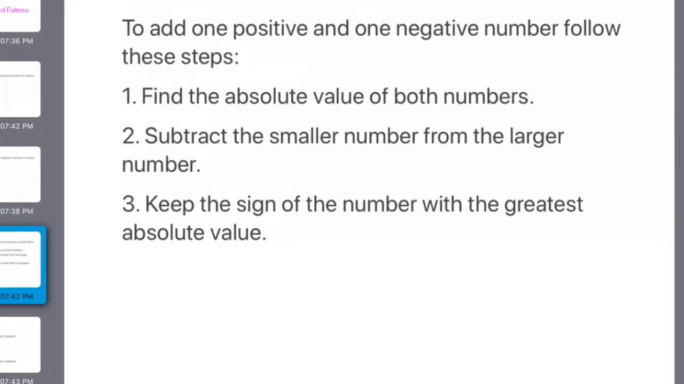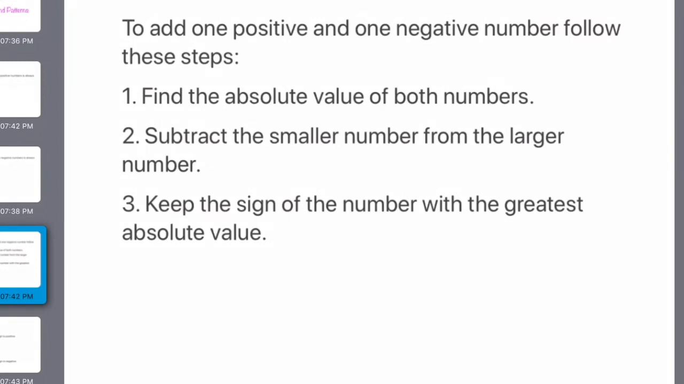This third rule is probably the hardest rule. This is when you have one of each type of number that you're adding. So if you have one negative and one positive. The easiest way for me to add one of each is to think about money. But this is another way if the money way does not make sense.